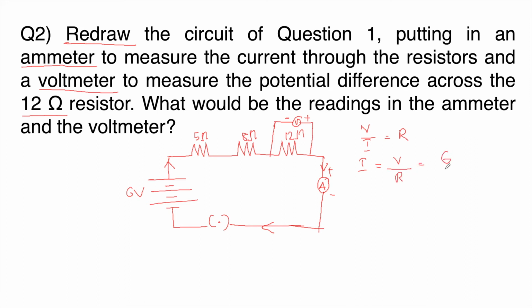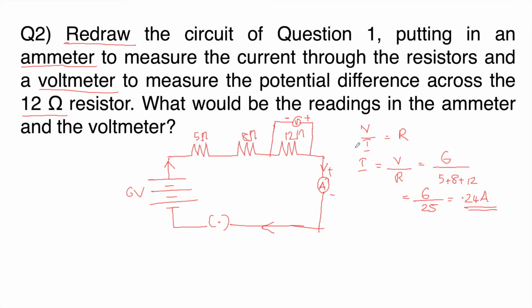V is 6 volt here, and the resistance will be the equivalent resistance of these three resistances. That means 5 plus 8 plus 12. Series connection, right? So R1 plus R2 plus R3. 6 by 25. By solving this, you will get 0.24 ampere. This is the current.